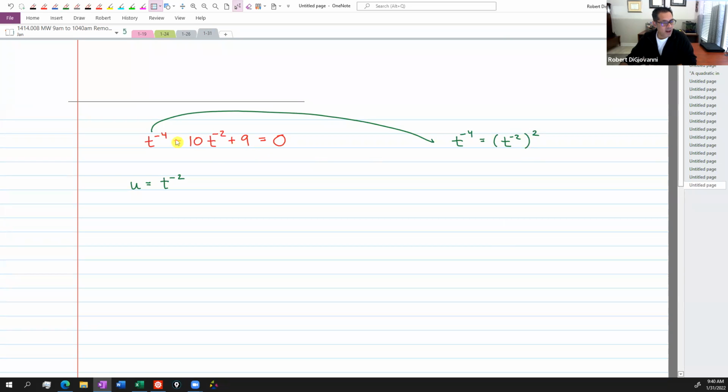So we have to see that this can be rewritten as t to the -2 squared minus 10 times t to the -2, plus 9 equals 0. Now, if I make my substitution, this becomes u squared minus 10u plus 9 equals 0. Any questions on that?